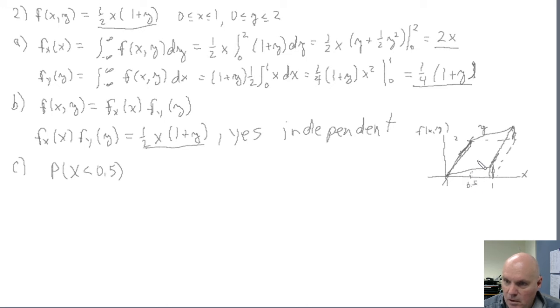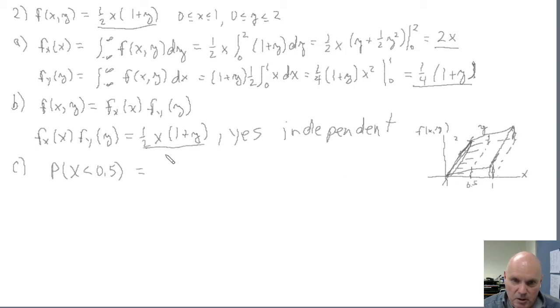So that's this region of the xy plane. And what I want to do is find the volume of f(x,y) in that region, for x between 0 and 0.5 and y between 0 and 2.